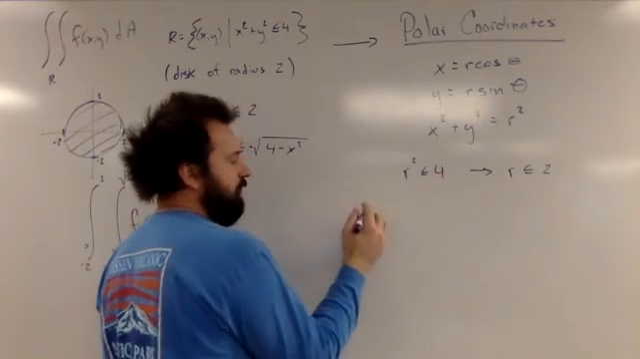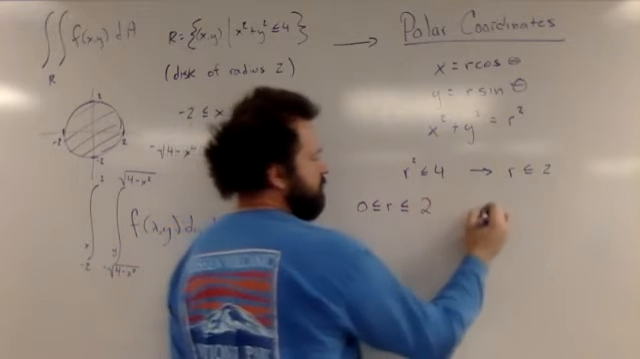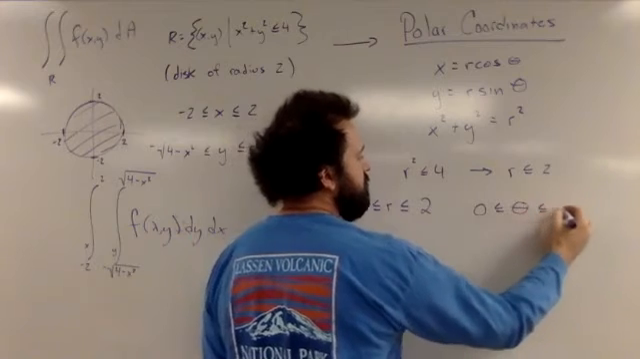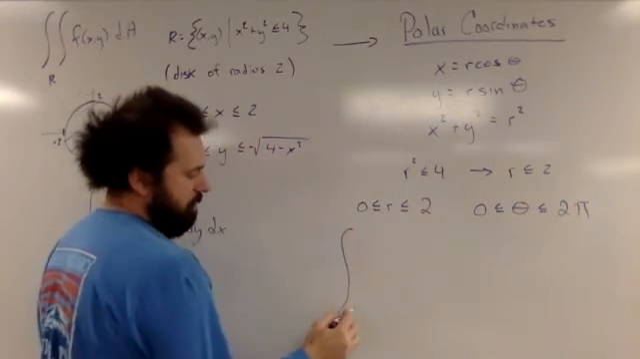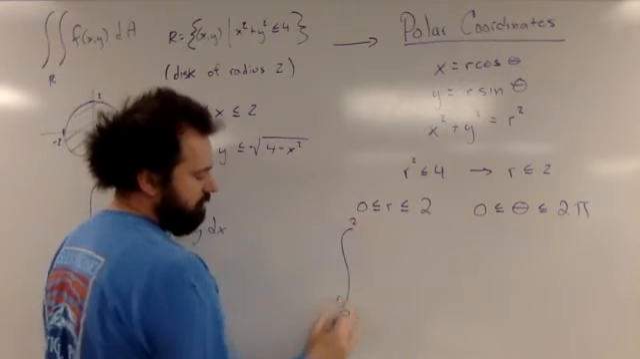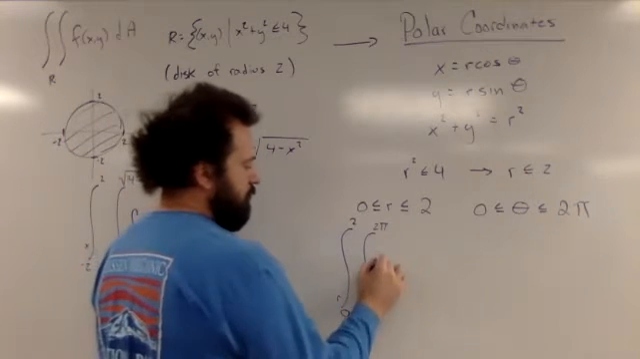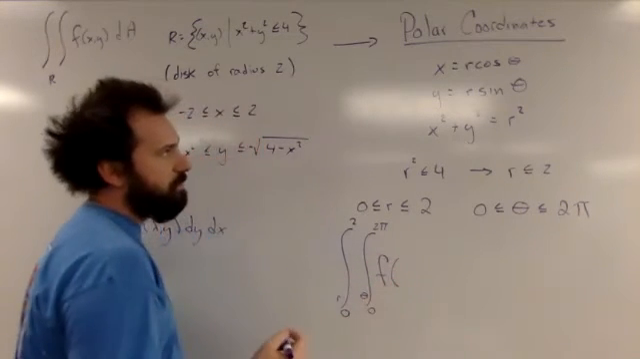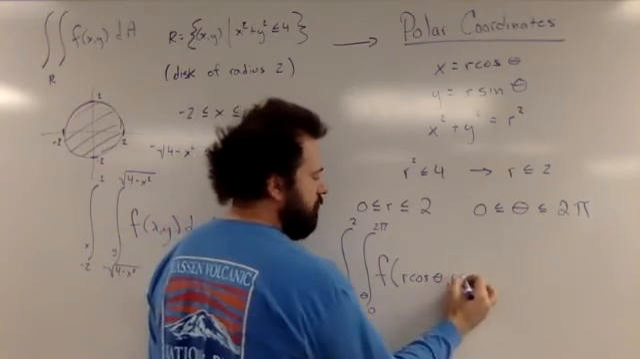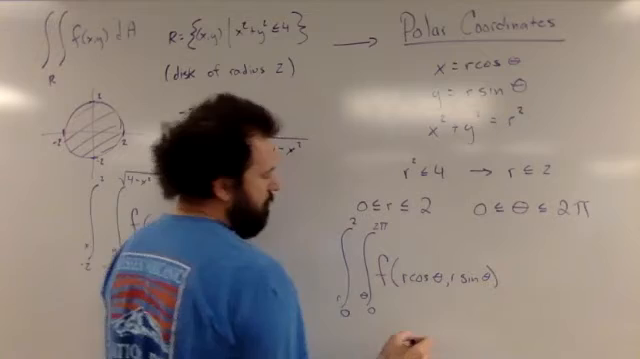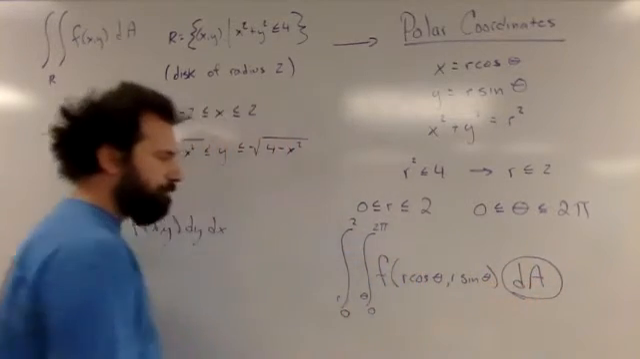So I can write my bounds for that region as 0 is less than or equal to r is less than or equal to 2, and then 0 is less than or equal to theta is less than or equal to 2 pi. So if I'm going to write this out, from 0 to 2, that's for r. The integral from 0 to 2 pi, that's for theta. And my function, instead of x, I'm going to replace all my x's with r cosine of theta. I'm going to replace all my y's with r sine of theta. Now what we have to figure out is what's my relationship going to be for dA?